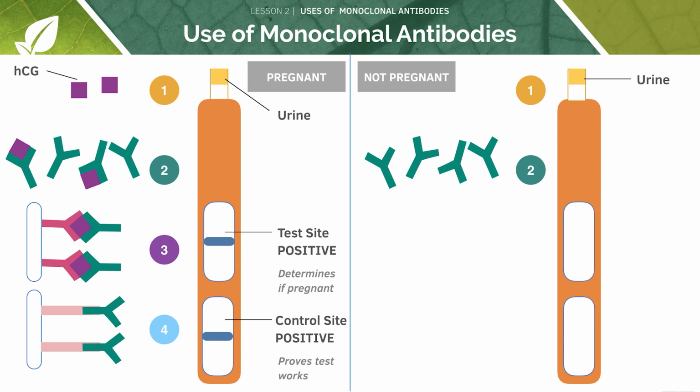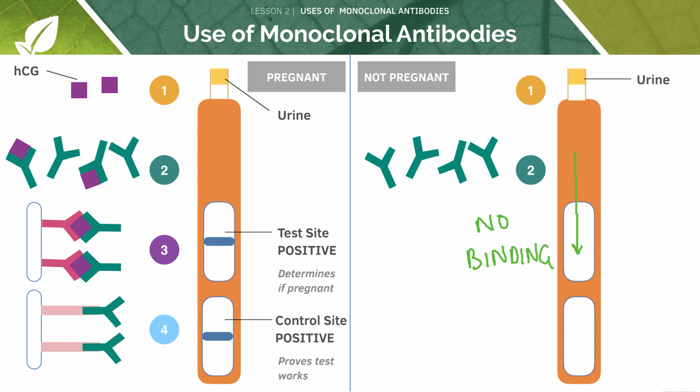So if a person is not pregnant, they're not going to have any HCG lurking about in their urine. So therefore, when the woman urinates onto the test strip, we're just going to have lots of free antibody that's present on the test strip that's not binding to any HCG because there is no HCG present here. Therefore, the free antibody will move through the test site, moving in this direction, down here. There's going to be no binding in the test site.